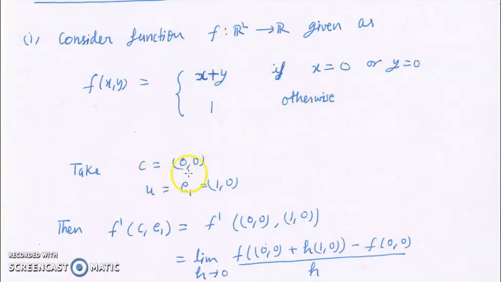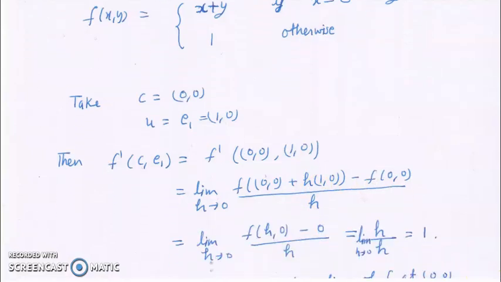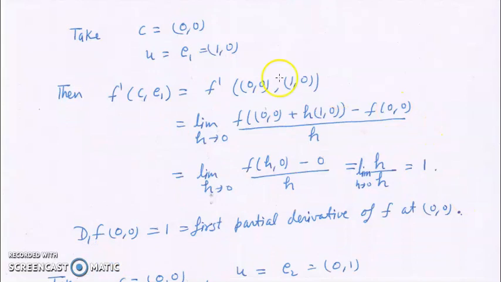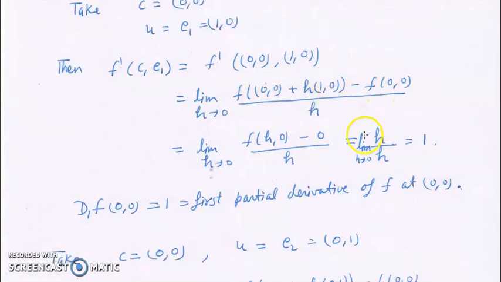In all the three cases will be covered here, and 1 otherwise. Now take the point to be the origin, c equal to (0, 0), and let us take u to be e1. Now we will determine the directional derivative of f at the origin in the direction of e1. That is actually the first partial derivative. So by definition, f'((0,0); (1,0)) can be written as the limit as h goes to 0 of [f((0,0) + h(1,0)) - f(0,0)] upon h.